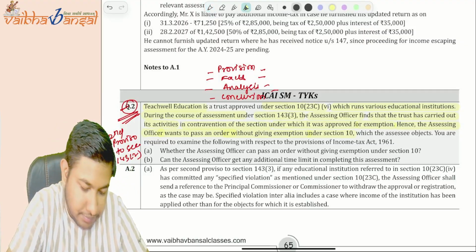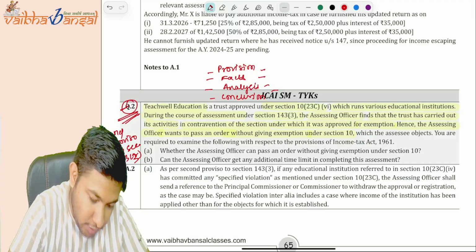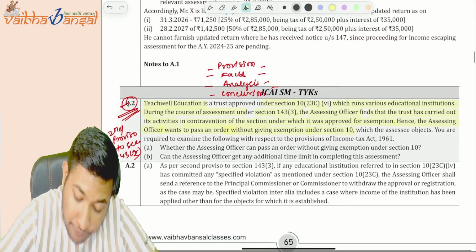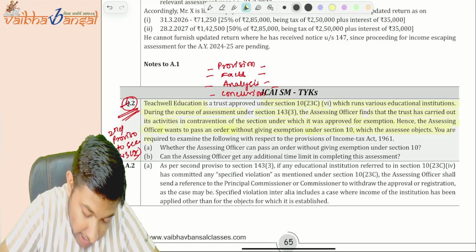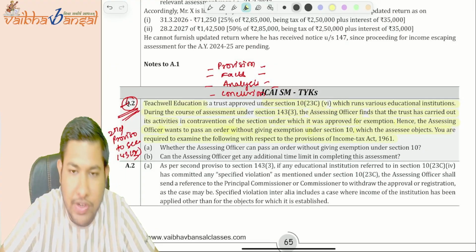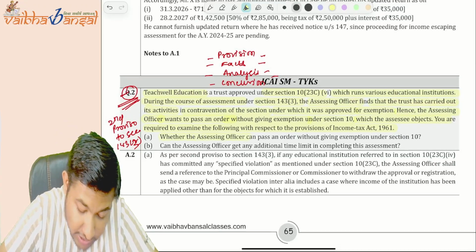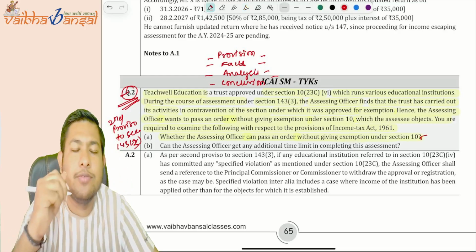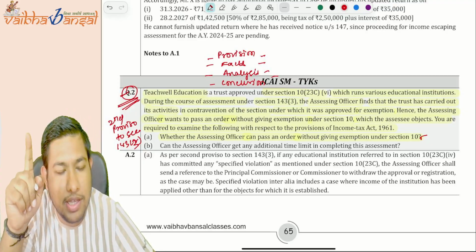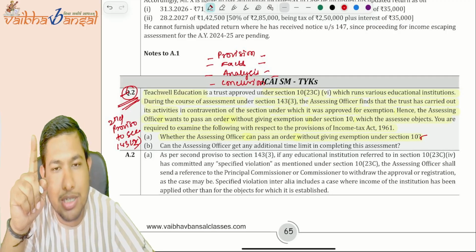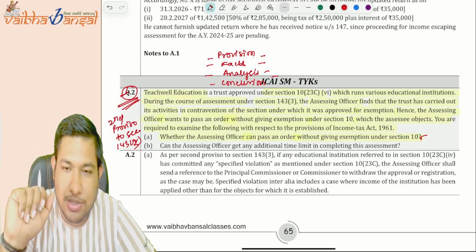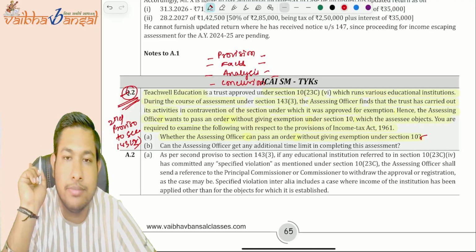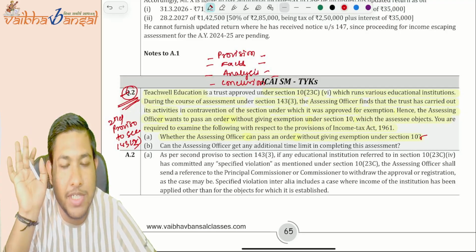Understanding it? Which the assessee objects. You are required to examine the following with respect to the provisions of the Income Tax Act 1961: whether the assessing officer can pass an order without giving exemption under section 10. Yes, he can pass, but what does he need to do? He needs to first make an application to the Principal Commissioner or the Commissioner of Income Tax to withdraw such exemption, and he should not pass any order without giving effect to the order of the Principal Commissioner or the Commissioner.